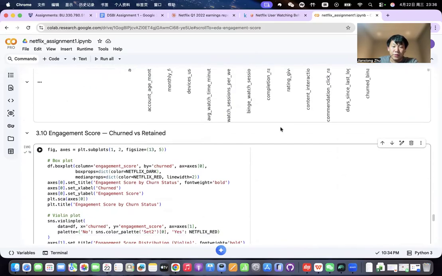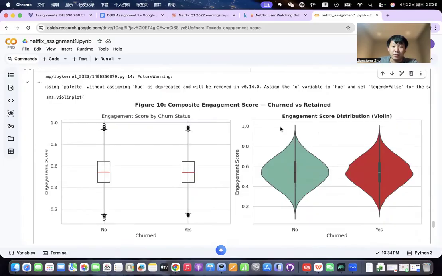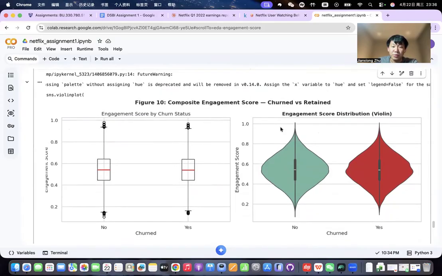So here we come to figure 10. Finally, it shows the composite engagement score for churned versus retained users. The box and violin plots are nearly identical, reinforcing that no single dimension separates churned from retained users in this dataset.